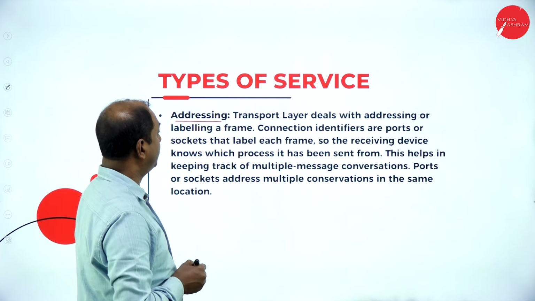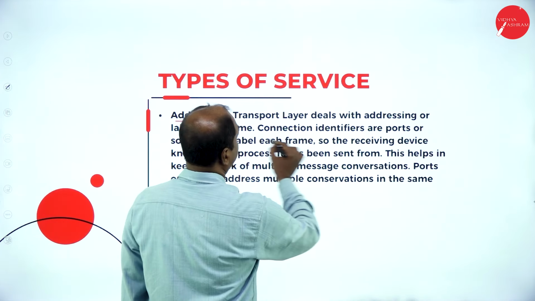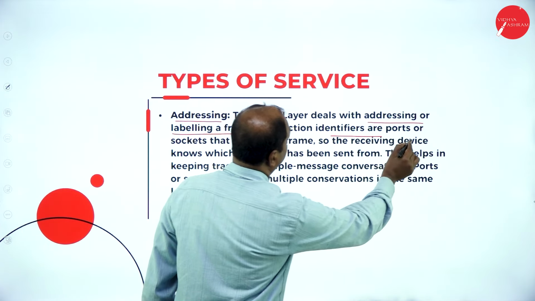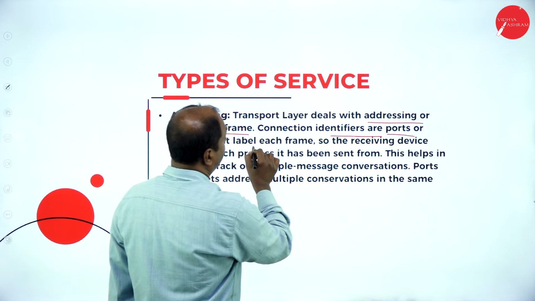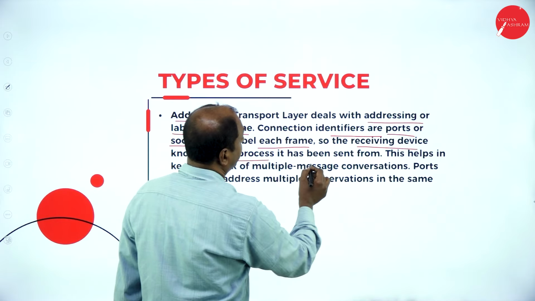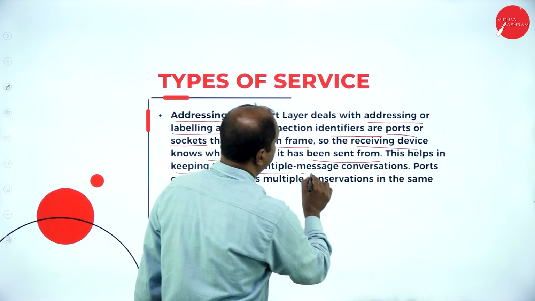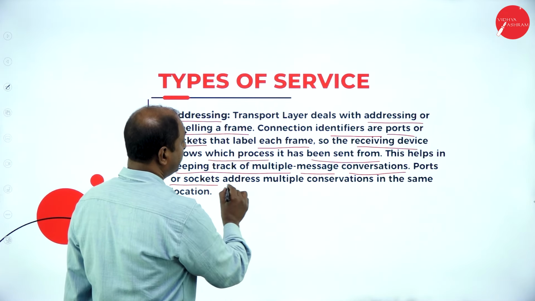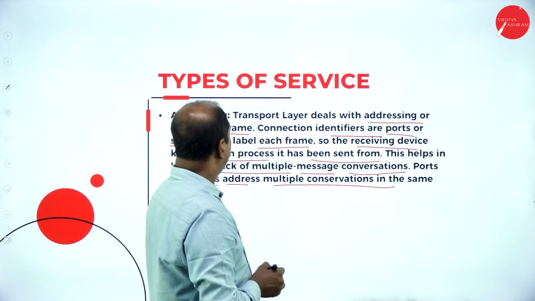What is addressing here? Another responsibility of the transport layer is addressing. It deals with addressing or labeling a frame. Connection identifiers, ports or sockets label each frame so that the receiving device knows which process it has been sent from, and this helps in keeping track of multiple messages and conversations. Ports or sockets address multiple conversations on the same location.